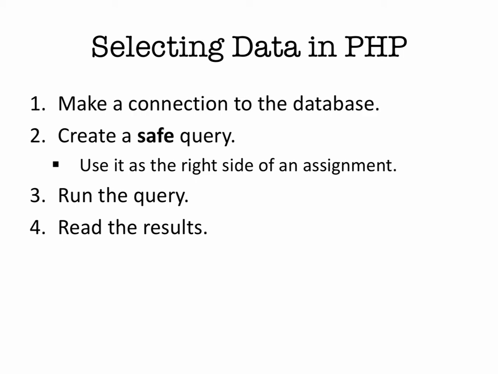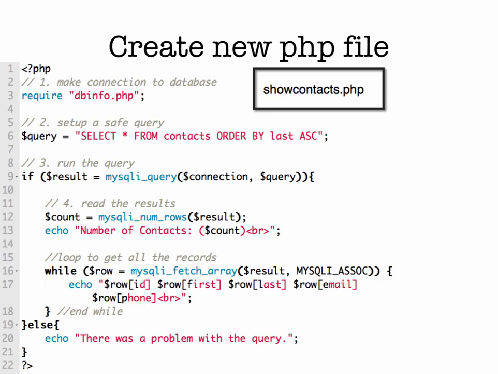So fire up your editor and create a new file called showcontacts.php. Here we've broken it out into the different steps. First we make the connection to the database. There's a previous video on connecting to the database, so you'll want to watch that on how to create your dbinfo PHP script. That script contains the connection to the database. Then we create our safe query. On the left we have a variable. I just called it query. You can call it whatever works for you.